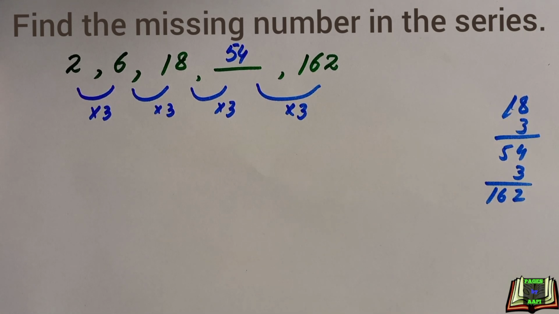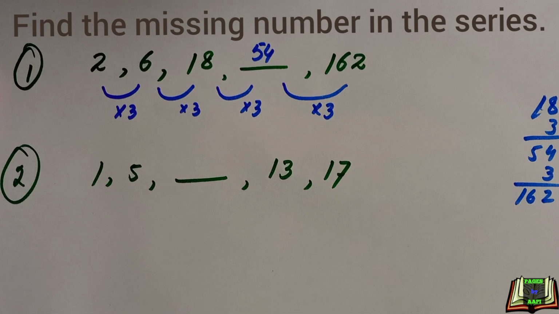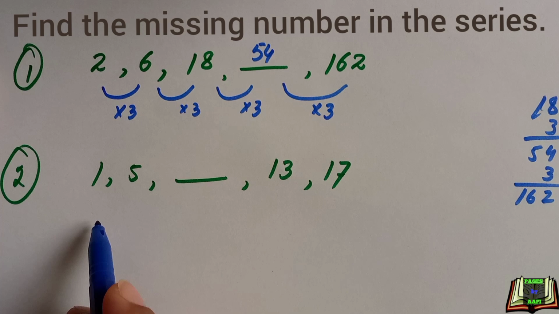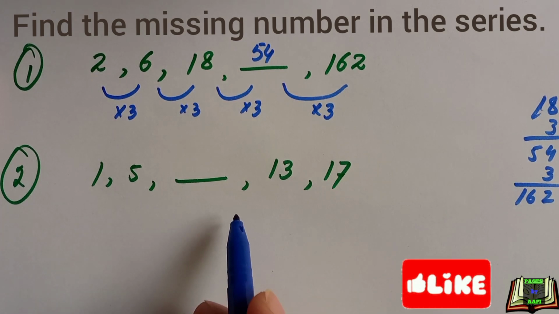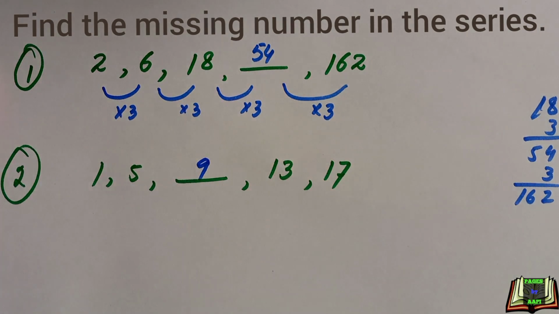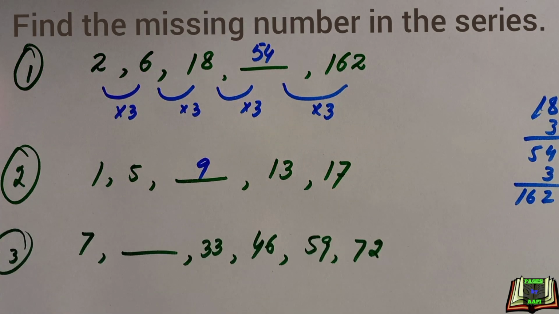Now let's see another example, and we have to find which number is needed to complete it. This is the series where every other positive odd integer is listed. So here number 9 is missing. I hope you got it.